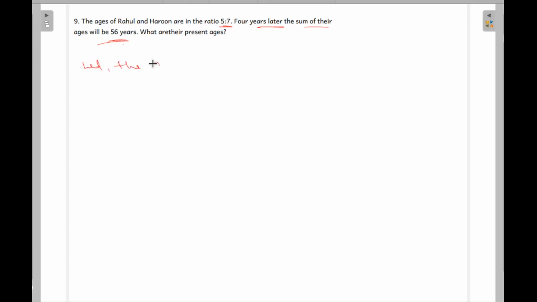The age of Rahul is equal to 5x. Directly we will take it as 5x. Because Rahul's name is given at first position and 5 is in first position, so with Rahul 5 will go and with Harun the 7 will go. Therefore the age of Harun is equal to 7x.